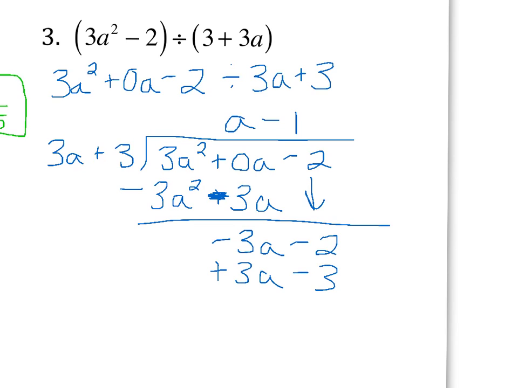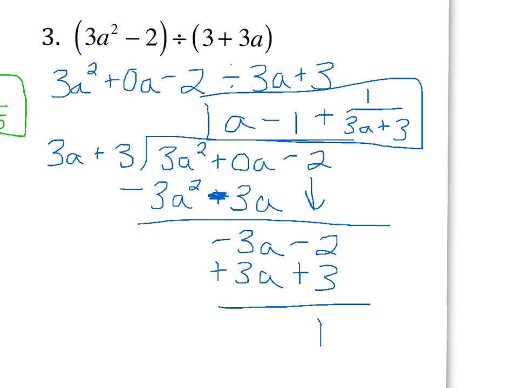And now we want to switch the signs. So we're left with 1. So 1 will be our remainder. So we're going to write a plus sign and then 1 over 3a plus 3. And that is our final answer.